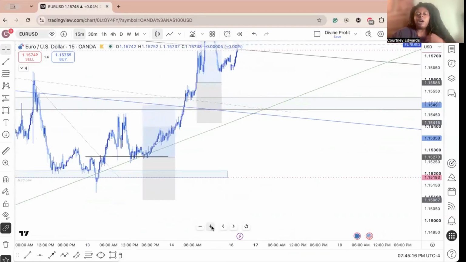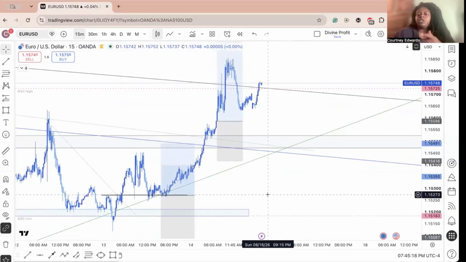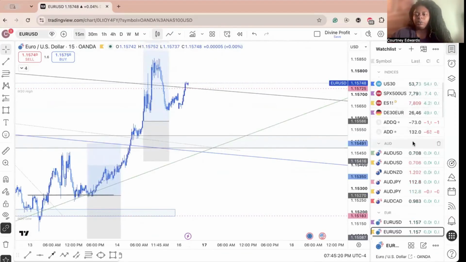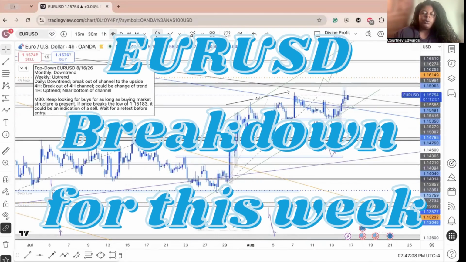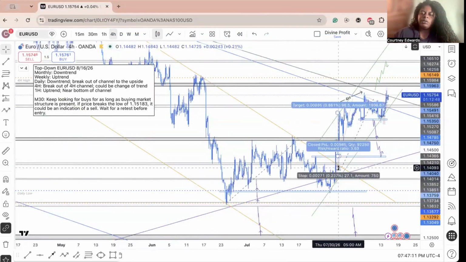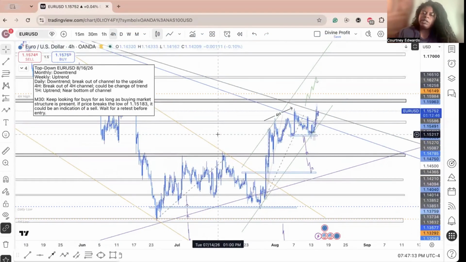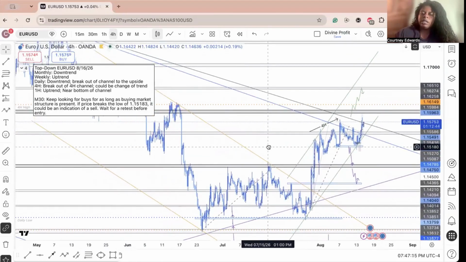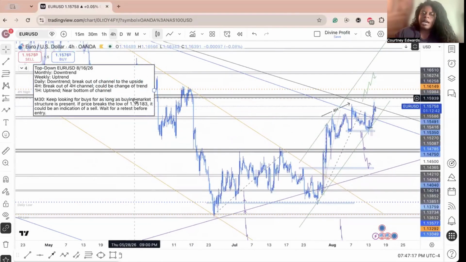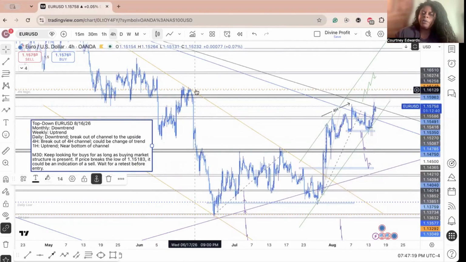But I always say follow market structure, and that'll help you find entries during the week. For the 4 hour, we did break out of this 4 hour channel to the upside, and so we could be changing trends. I did also notate the highs and lows of the 4 hour. So this was the last 4 hour high, and this was the last 4 hour low that's down here.